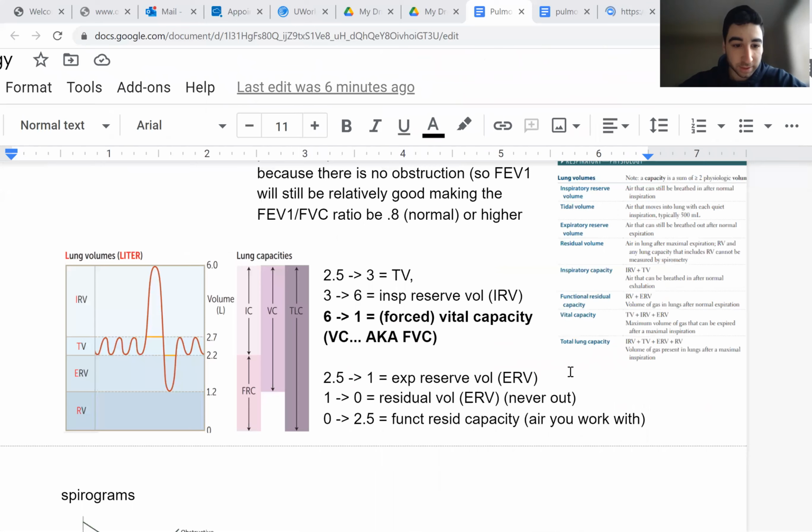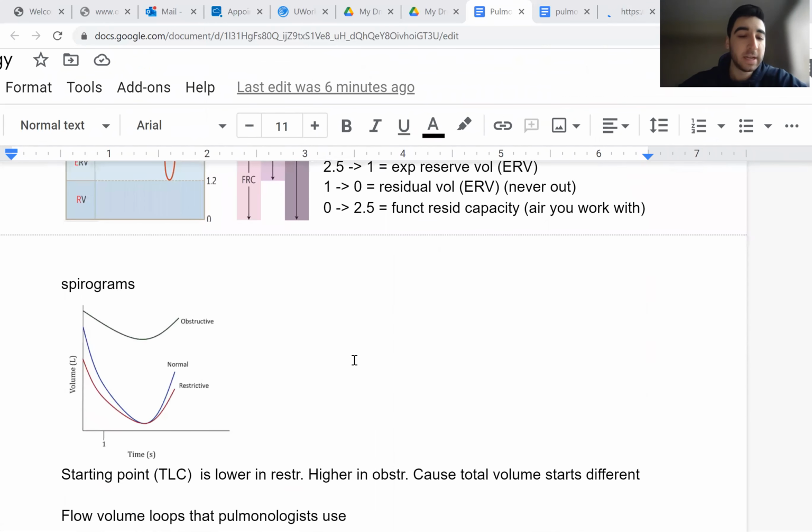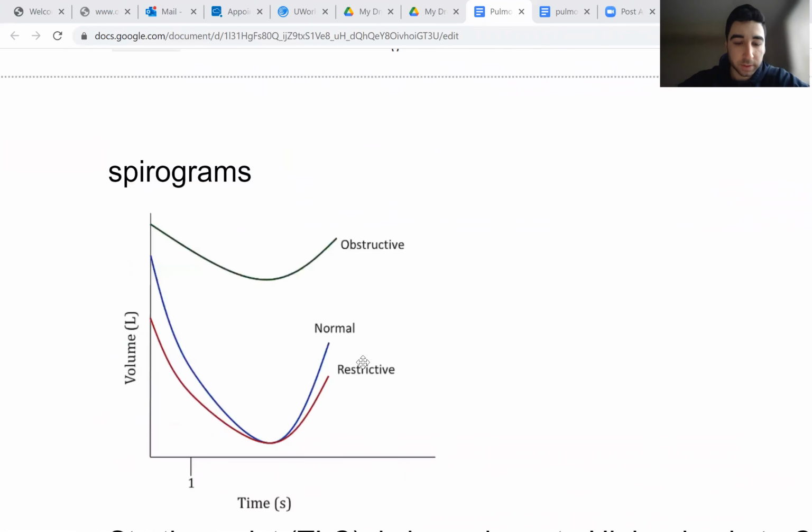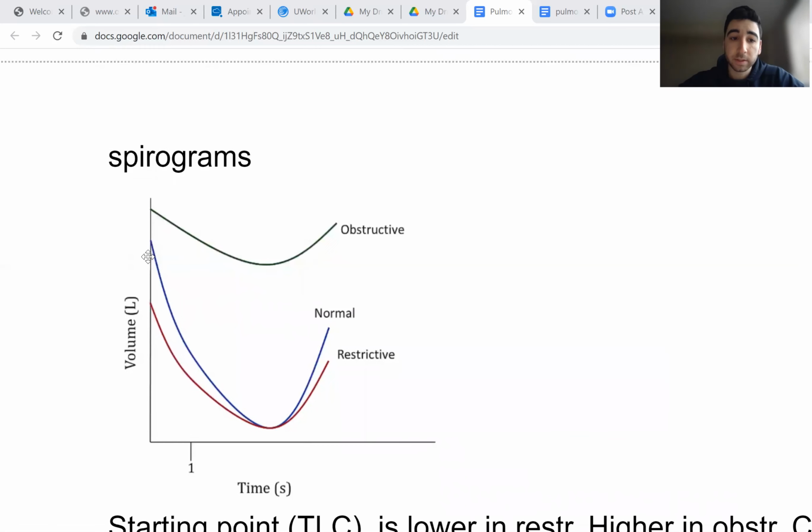All right, this is just the same graph that I showed you guys earlier. So this is another version of a spirogram. So you can see here, this one is laid out a little bit differently. So this is the normal graph here in blue. And this here is the total lung capacity.